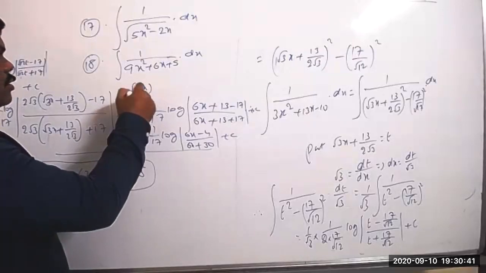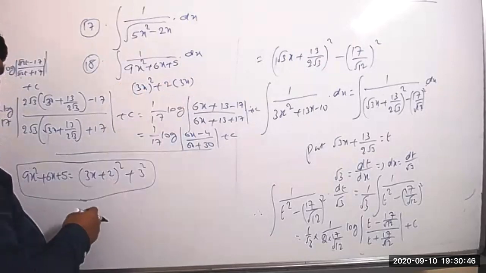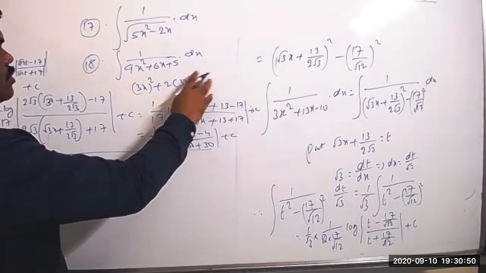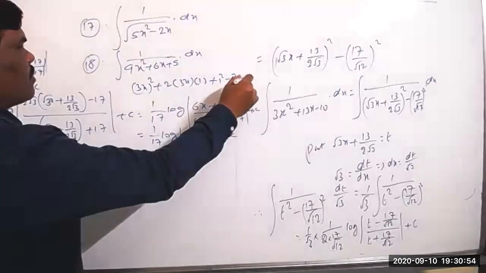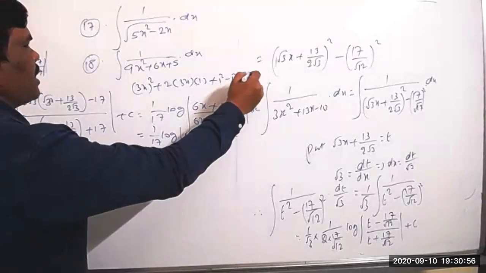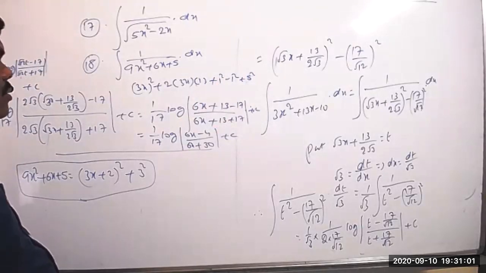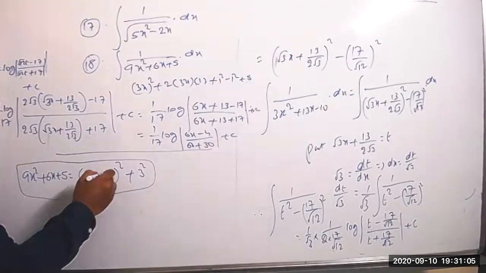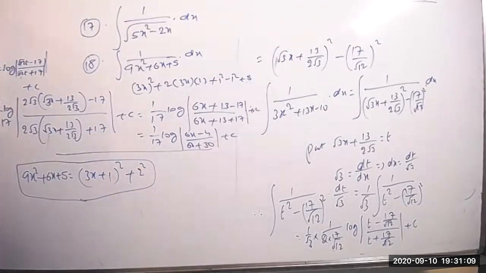This is 3x whole square plus 2 into 3x. Oh, sorry, this is the 1 only, because the 2 we already got directly, so into 1 we have to take. Plus 1 square minus 1 square plus 5. Minus 1 plus 5 equals 4, so 3x plus 1 whole square plus 2 square. This is the answer.